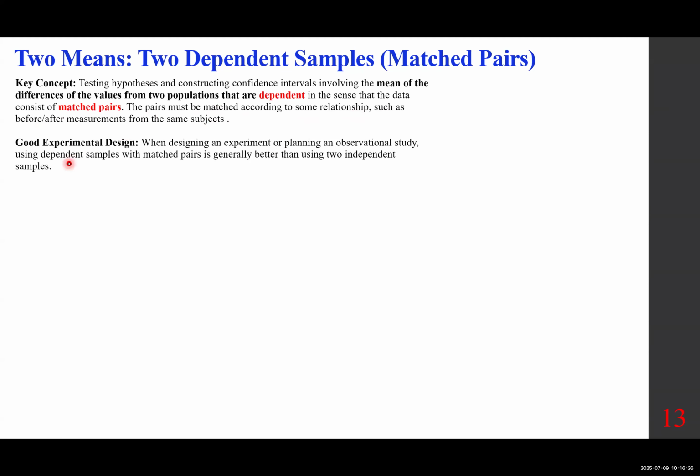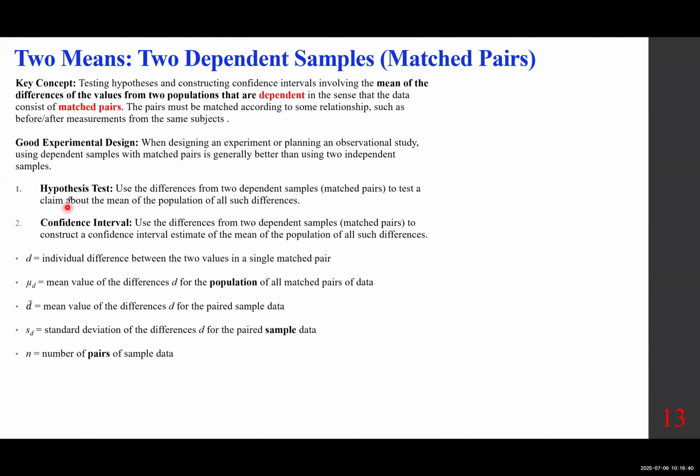Good experimental design. When designing an experiment or planning an observational study, using dependent samples with matched pairs is generally better than using two independent samples. Hypothesis test: use the differences from two dependent samples, matched pairs, to test a claim about the mean of the population of all such differences. Number two, confidence interval: use the differences from two dependent samples, matched pairs, to construct a confidence interval estimate of the mean of the population of all such differences.